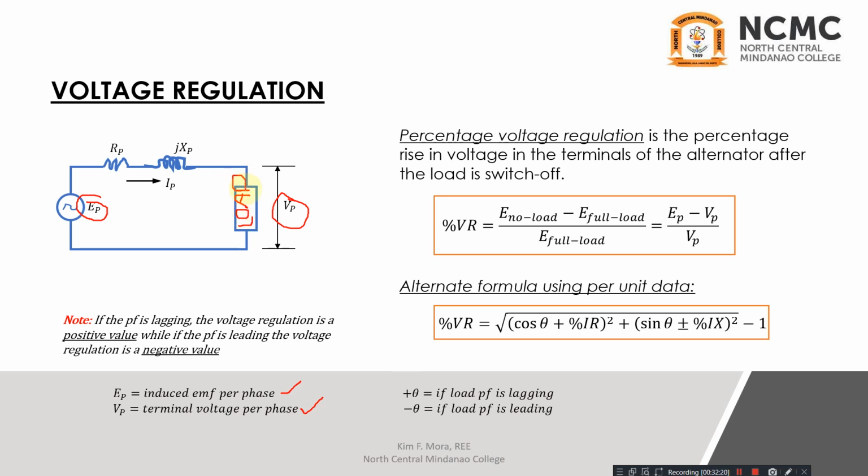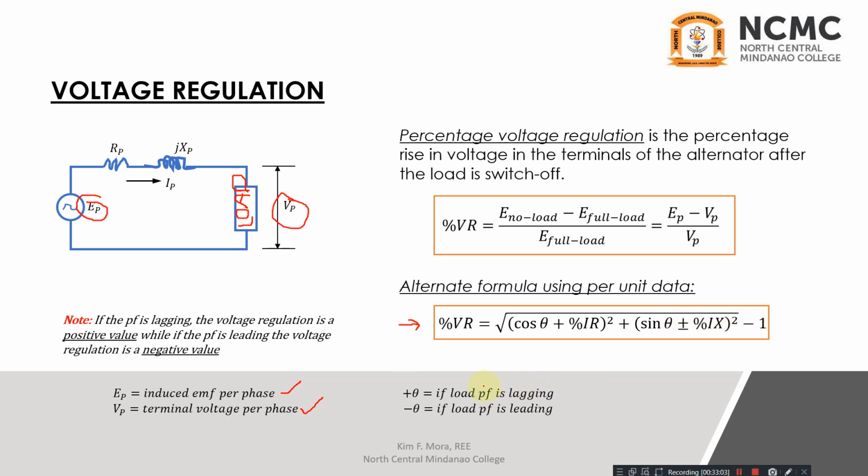Okay? And there is an alternate formula using the per unit data. So if you have per unit data, you may use this in solving for the percent voltage regulation. That is equal to the square root of cosine theta plus per unit resistance squared plus sine theta, then we have this plus or minus sign of our per unit reactance squared, minus 1.